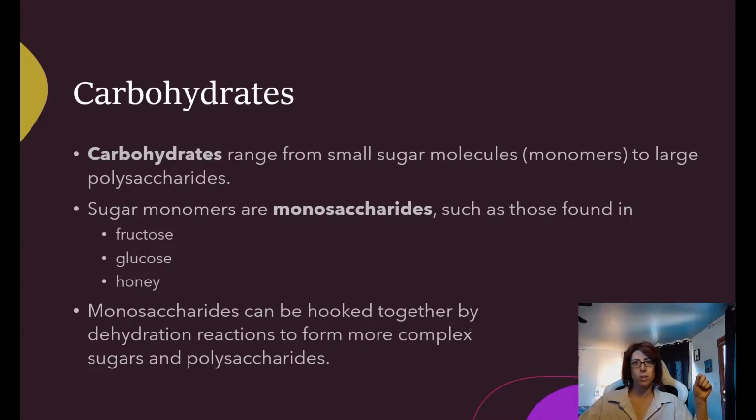Sugar monomers are called monosaccharides. Saccharide means sugar and mono means one, so a single sugar molecule is a monosaccharide. Monosaccharides can be hooked together by dehydration reactions to form more complex sugars and polysaccharides.